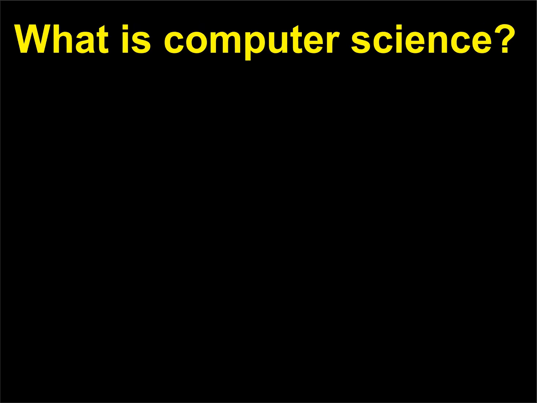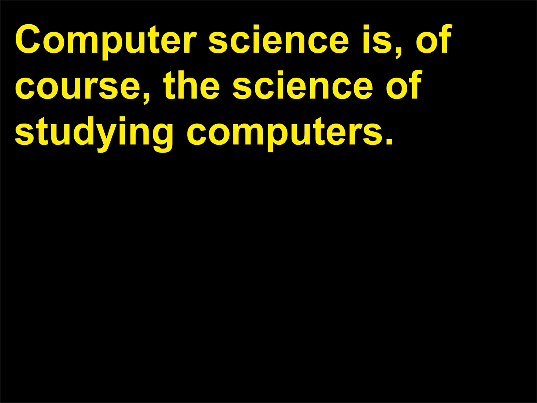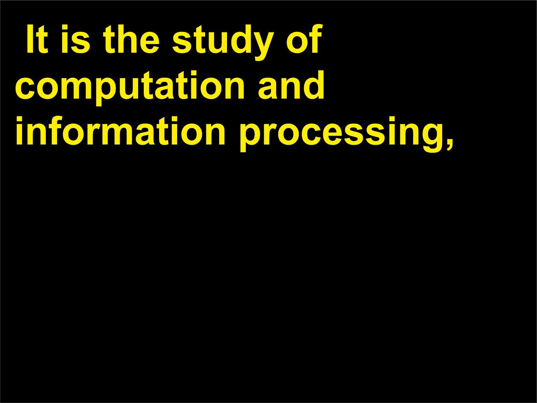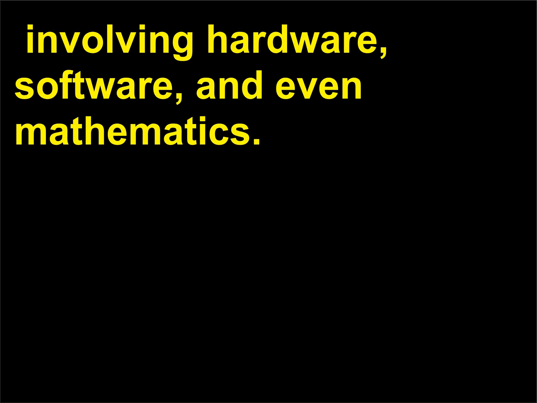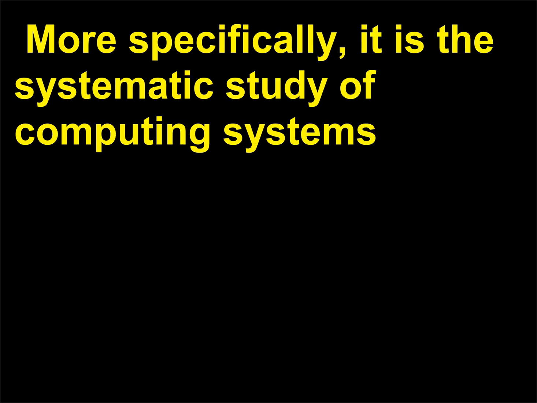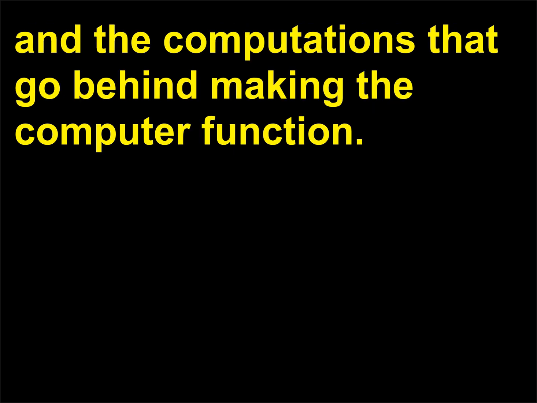What is computer science? Computer science is, of course, the science of studying computers. It is the study of computation and information processing, involving hardware, software, and even mathematics. More specifically, it is the systematic study of computing systems and the computations that go behind making the computer function.